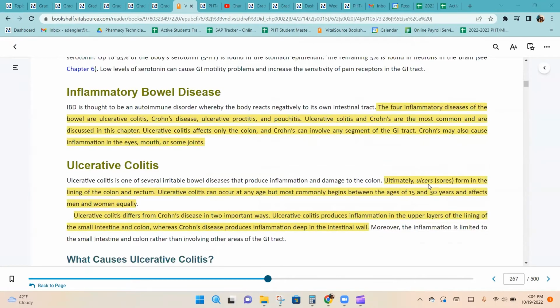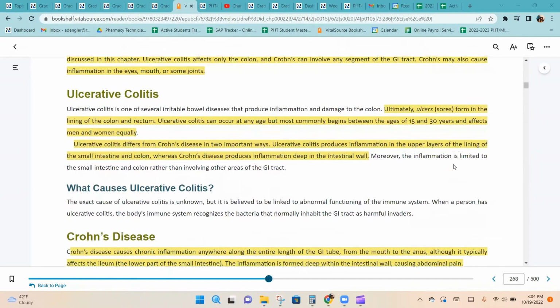The four inflammatory diseases of the bowel are ulcerative colitis, Crohn's disease, ulcerative bronchitis, and pouchitis. Ulcerative colitis and Crohn's are the most common and are discussed in this chapter. Ulcerative colitis only affects the colon, and Crohn's disease can involve any segment of the GI tract. Crohn's can also cause inflammation in the eyes, mouth, or some joints.